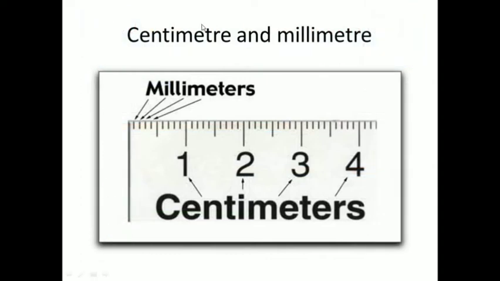Let's go to centimeter and millimeter. So everybody, look at this very long line. This one, this one, this one, and this one. Everybody, can you count it with me? How many is it? 1, 2, 3, 4. So these long lines are called centimeters. So these are the centimeters, okay?